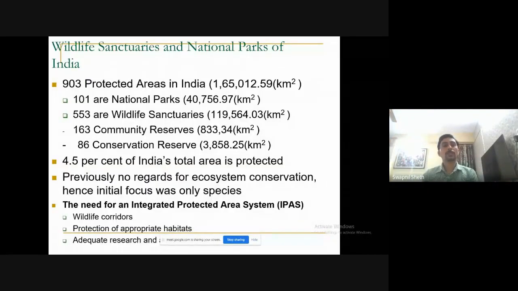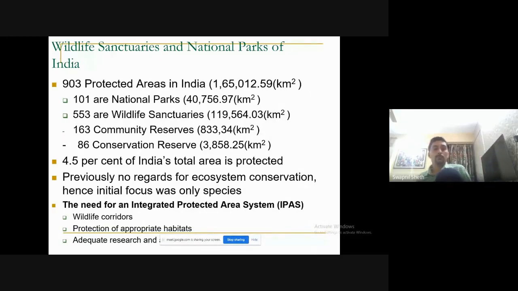Wildlife sanctuaries and national parks fall under the protected areas network, where we have seen 101 national parks, with 40,000 odd square kilometers of area under them, 553 wildlife sanctuaries, 163 community reserves, and 86 national conservation reserves. In totality, 1,65,012.59 square kilometers of area is under protection status.